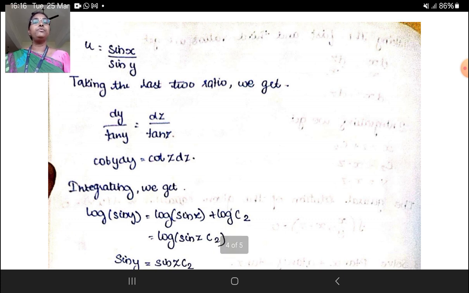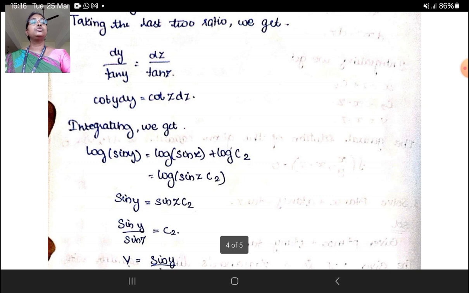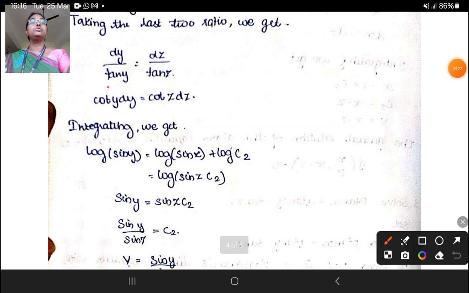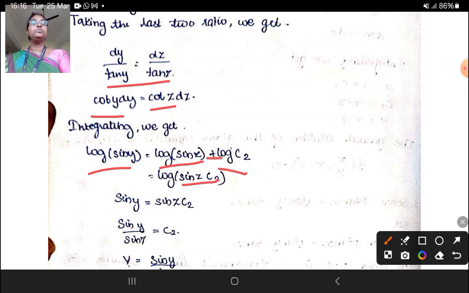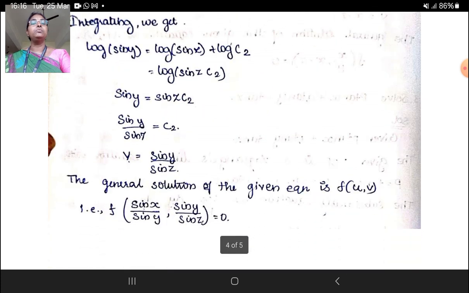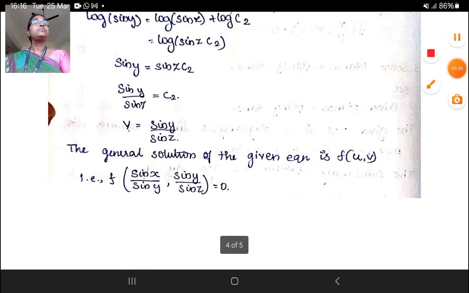Again the same procedure for the last two ratios, in terms of y and z. 1 by tan y we can write as cot y, and 1 by tan z we can write as cot z. Integrating on both sides, log of sin y and log of sin z, and the same log c2 is existing here. Using the log property, we write it as a multiplicative term, and c2 equal to sin y by sin z. So from this c2 we can write it as sin y divided by sin z.